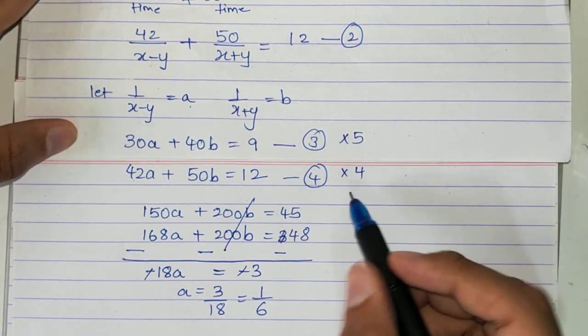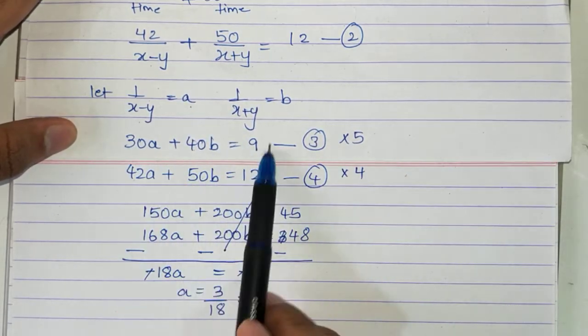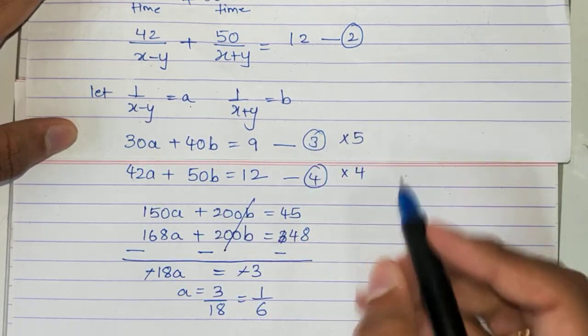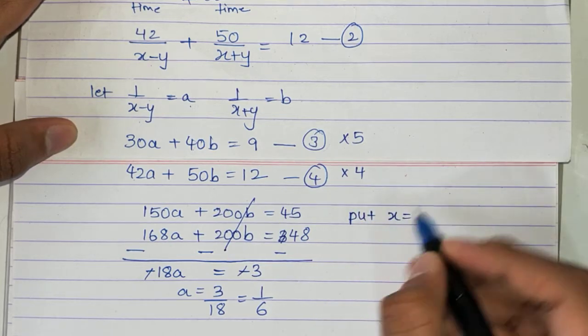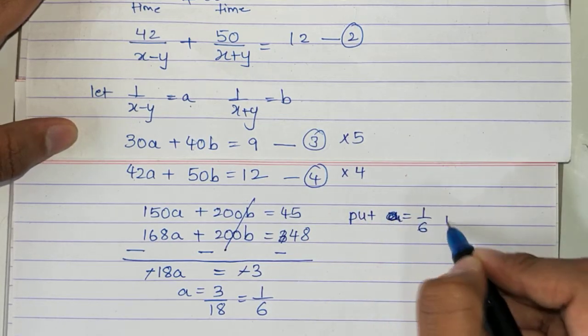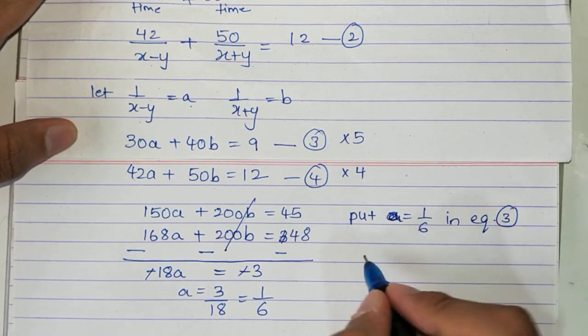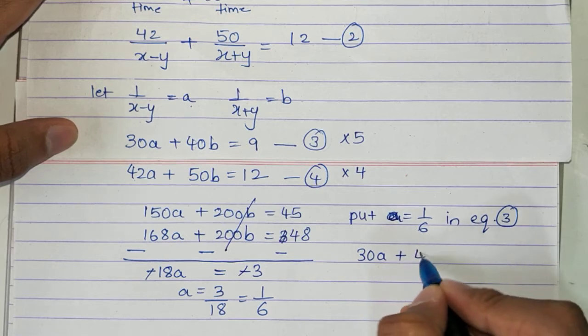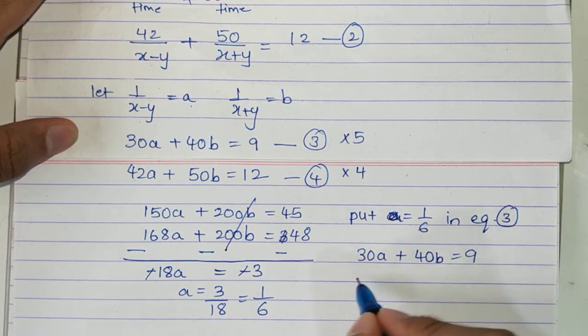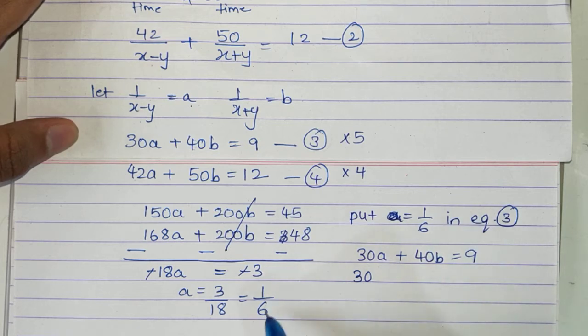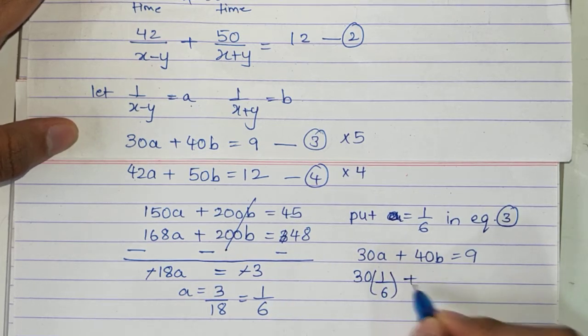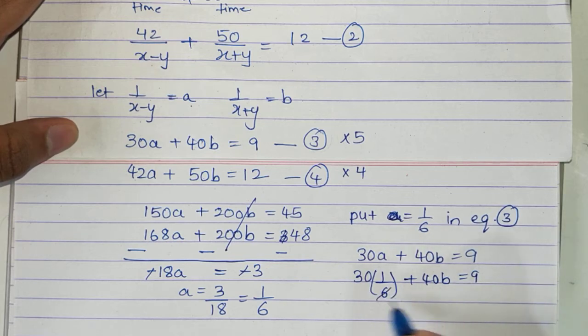Now let's find b. So I'll use any equation. Let's say we use this equation, equation number 3. Put a equals 1 upon 6 in equation 3. You can put it in any equation. Okay, so 30a plus 40b equals 9. This a is 1 upon 6. 6 ones are 6, 6 fives are 30. So 5 plus 40b equals 9. This 5 will go there and get subtracted.